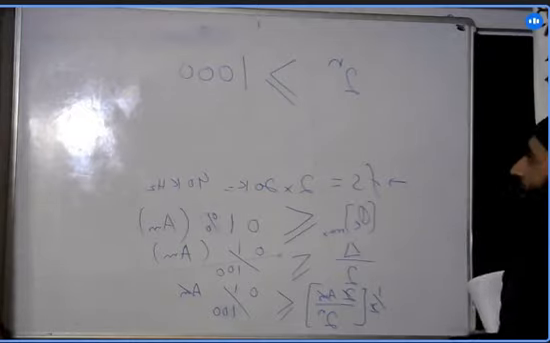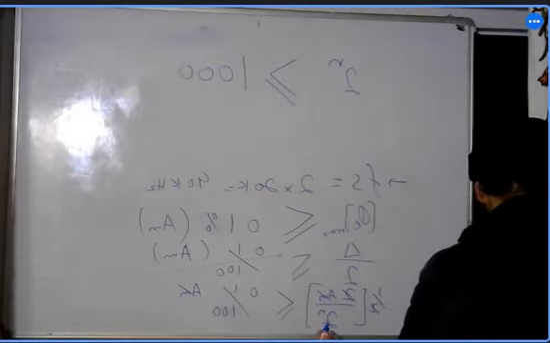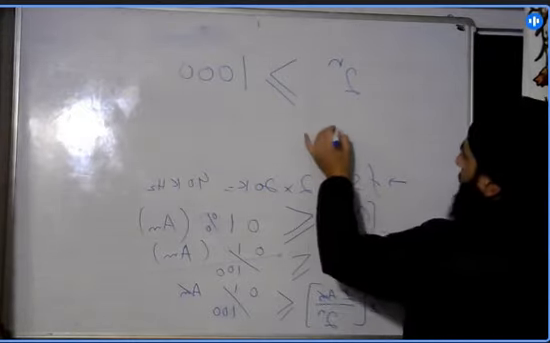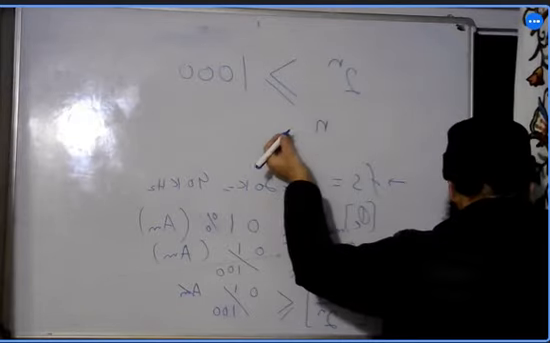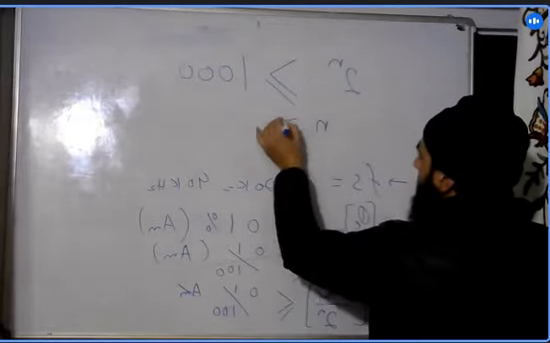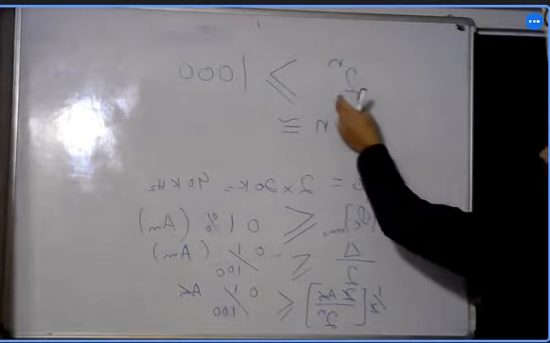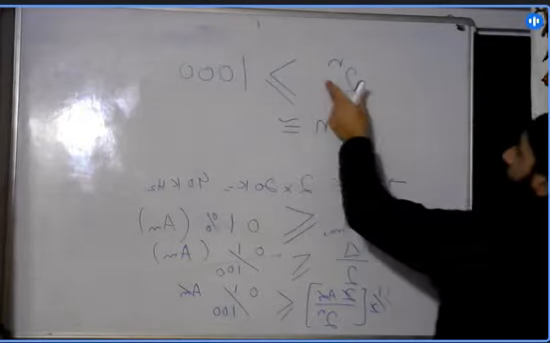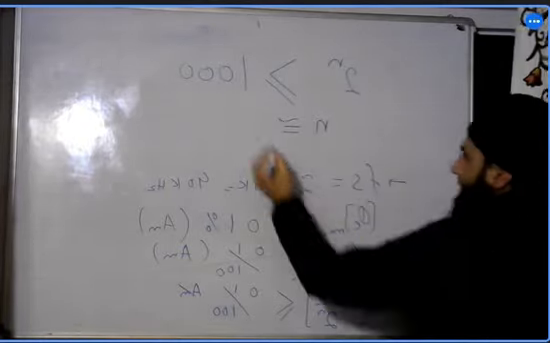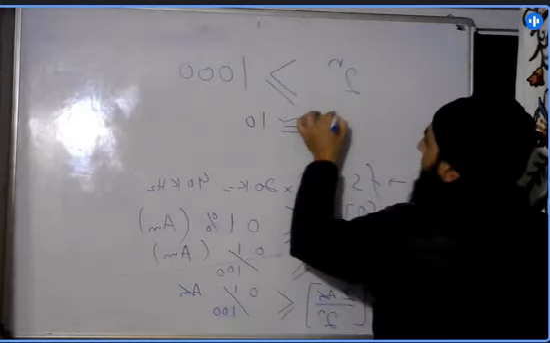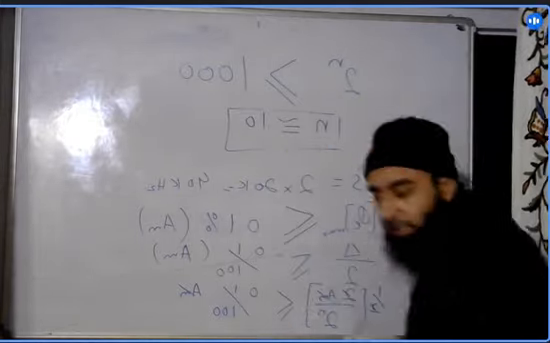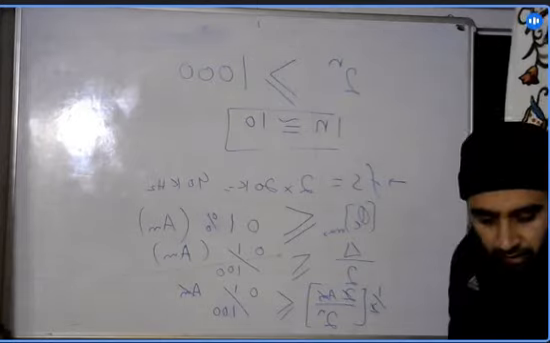So 2 raised power n is greater than 1000, and therefore from here I conclude n is approximately equal to how much? So that this term equals 1000, n is equal to how much? 10. So what was the purpose of this? The purpose was to find the number of bits.